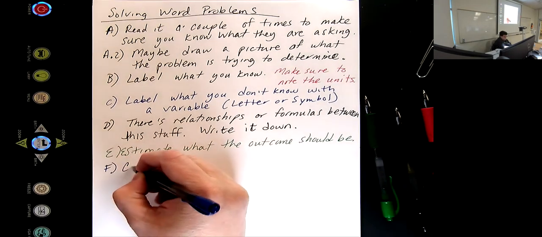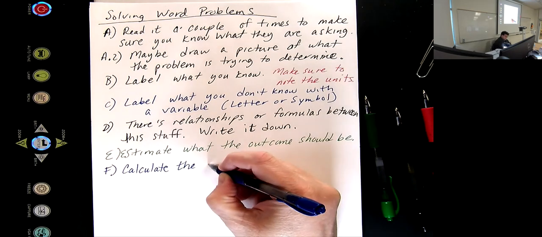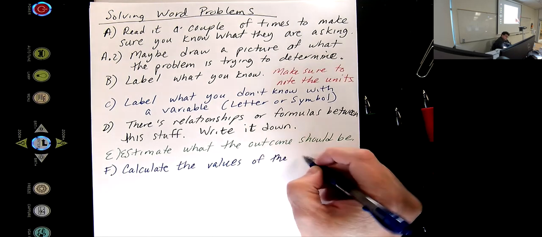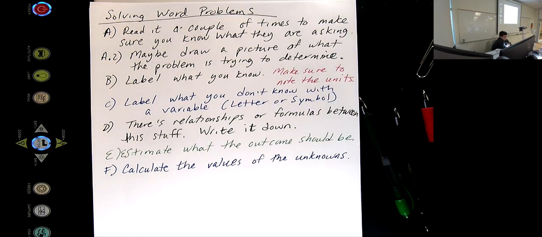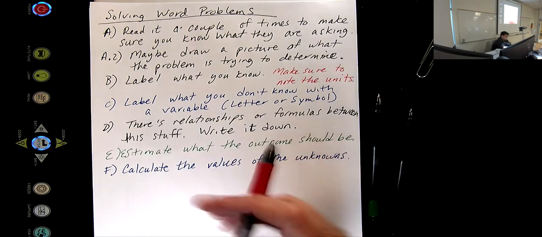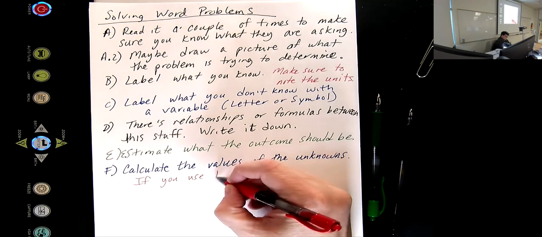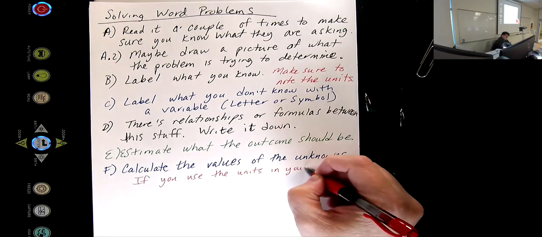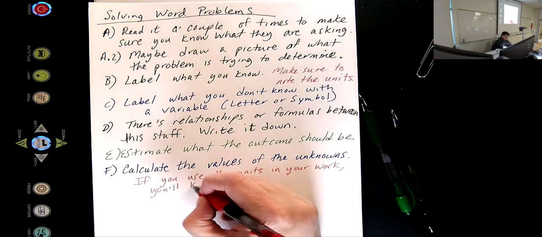Calculate the values of the unknown. And when you're doing this, if you use the units in your formula or in your work, you'll know what units the result is in.